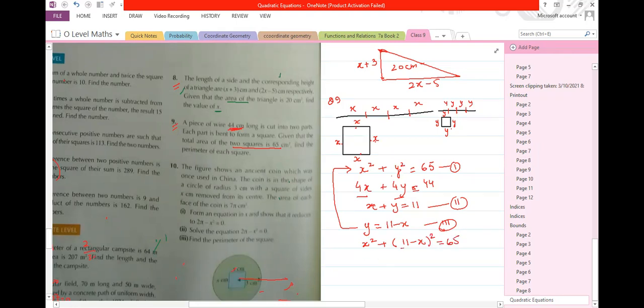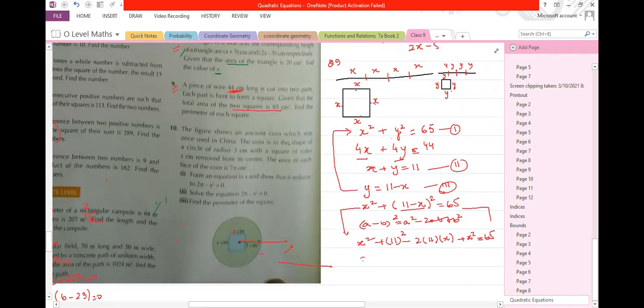Now I know that (a minus b) whole squared is a squared minus 2ab plus b squared. I will use this. This I will write as it is, x squared. This I will write as a squared minus 2ab plus b squared, with a being 11 and b being x, and this equals 65. All right, till here.